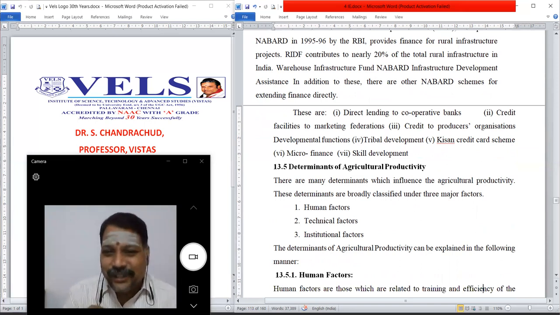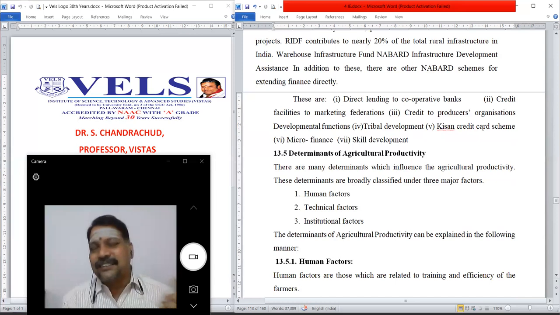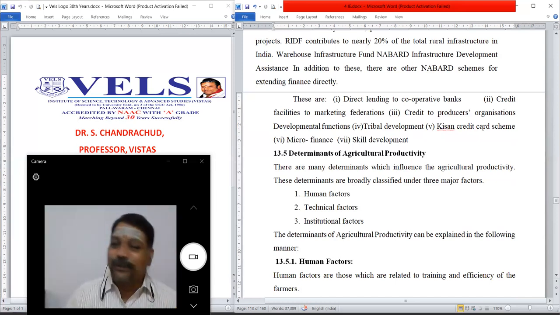What are the determinants of agricultural productivity? This is more important. There are three factors that we should consider. One is the human factor. The second one is the technical factor. The third one is the institutional factor. So these are the three factors which are considered to be determinants of agricultural productivity.